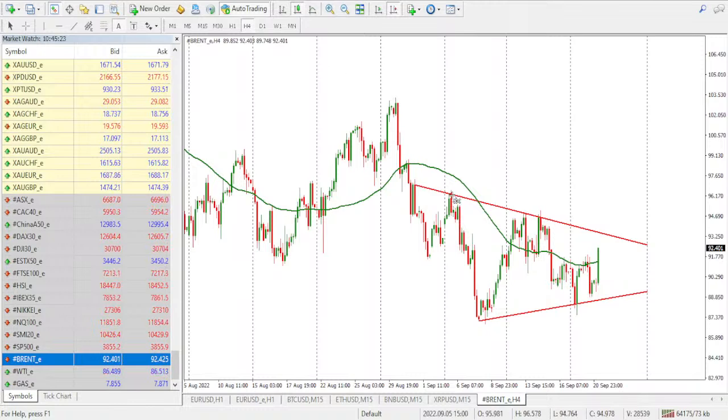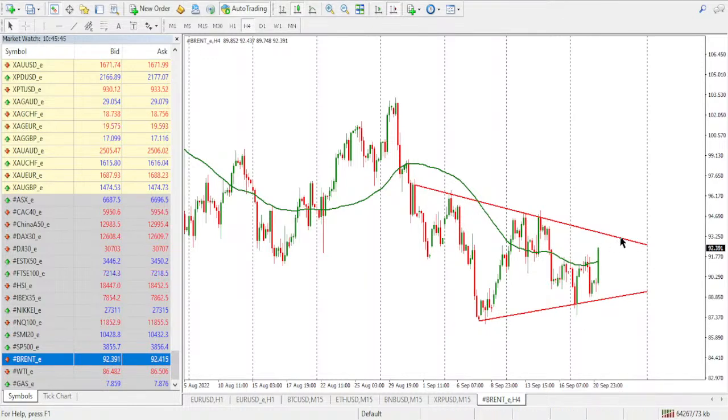So we have a very good resistance here. We have a resistance, a resistance, a resistance. If the price comes up and touches this level, then this should give us an ideal place to look for a sell from. So that is where we'll be looking for a sell position from.